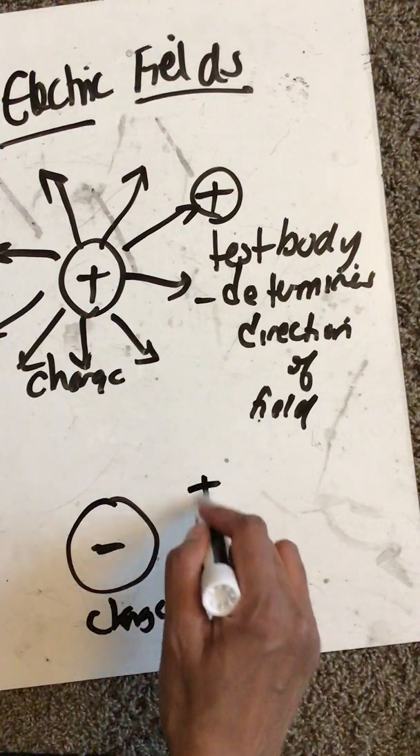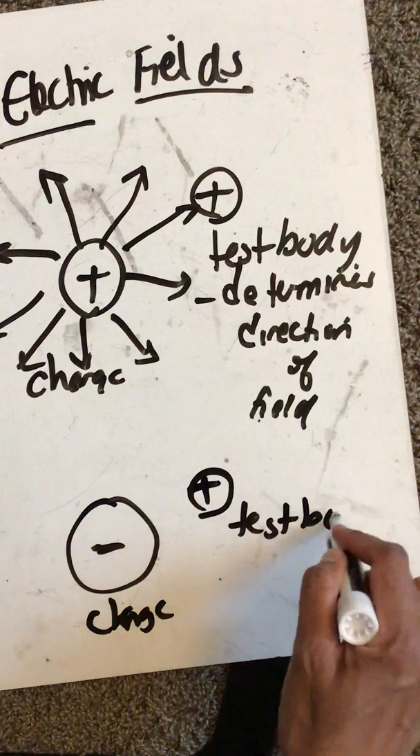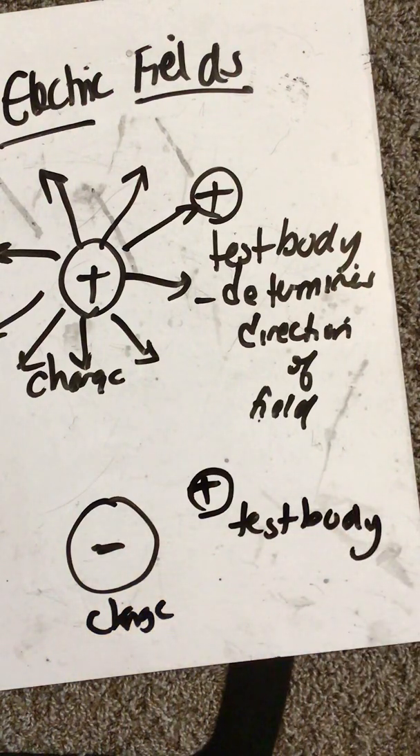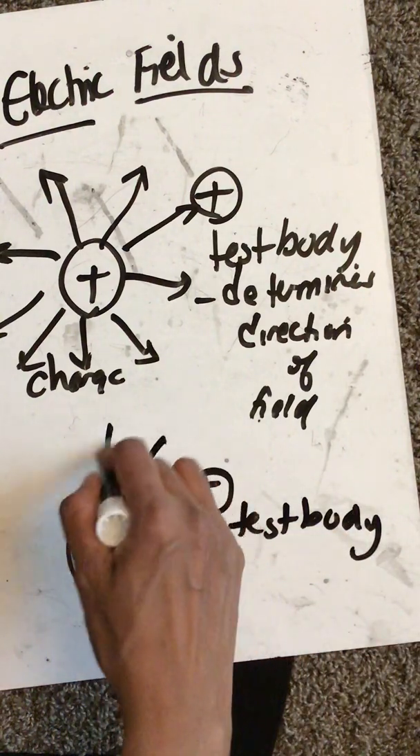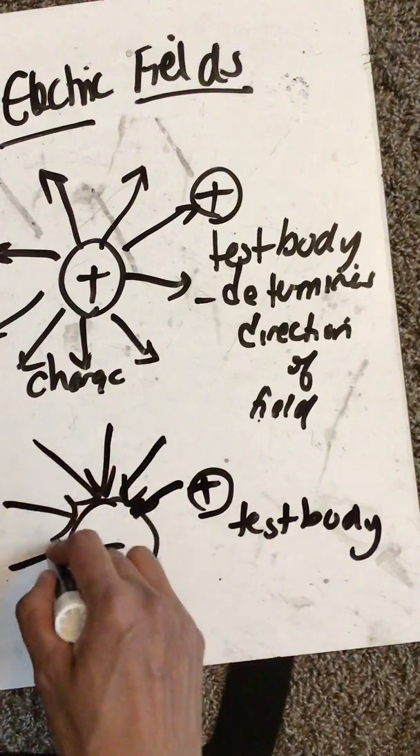So now what would happen if I had a negative charge here and I brought a positive test body? In which direction will the field go? The field would go this way. Okay, so that is the direction of the field.